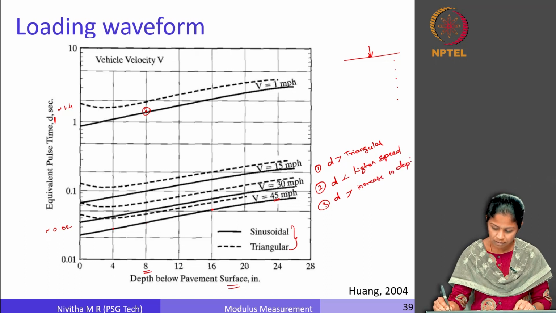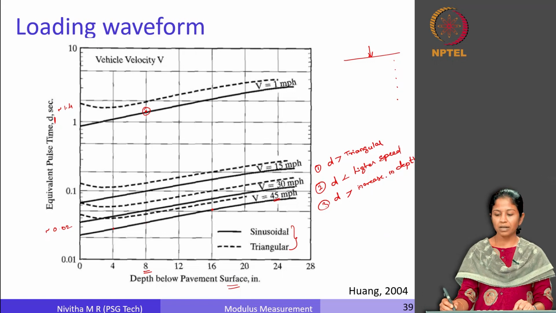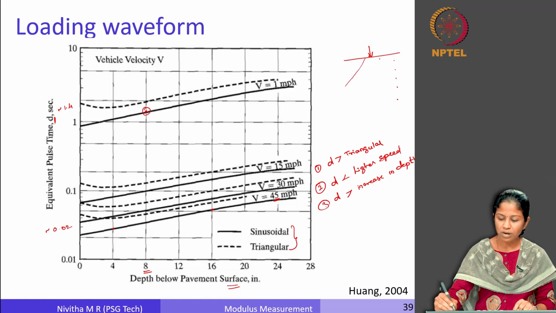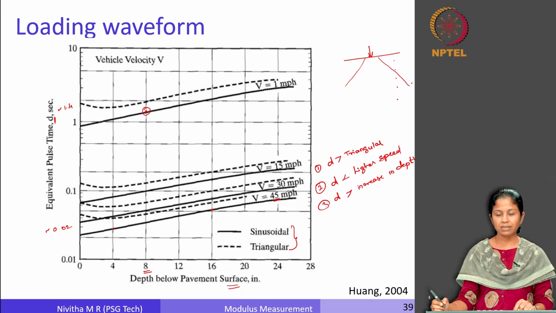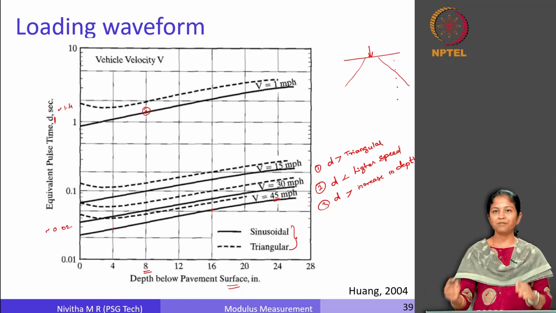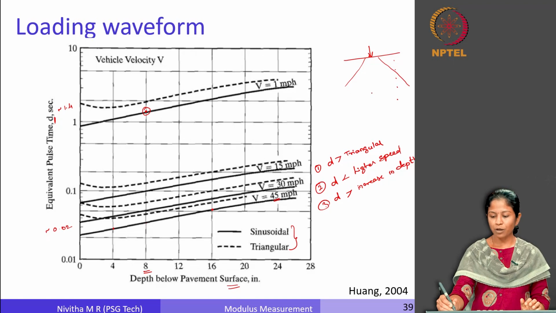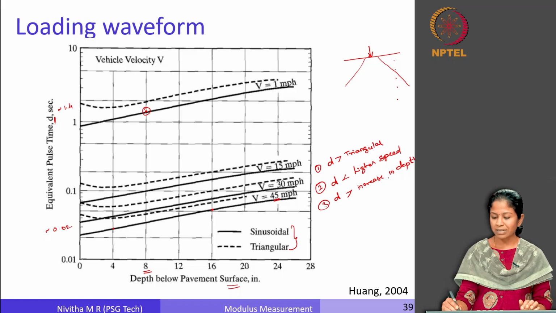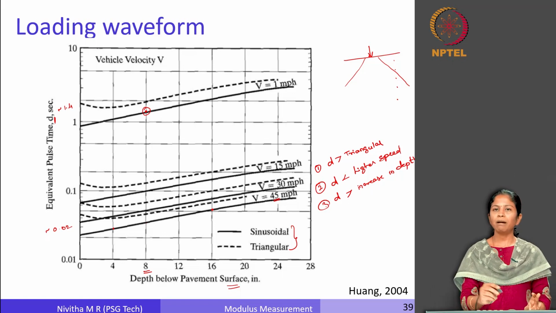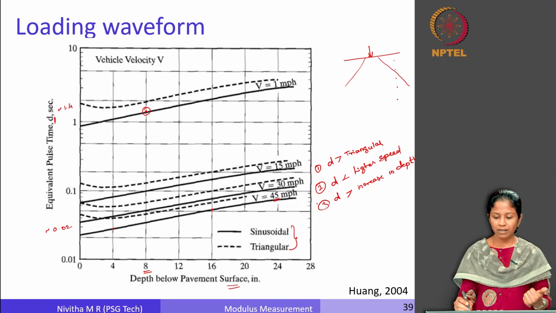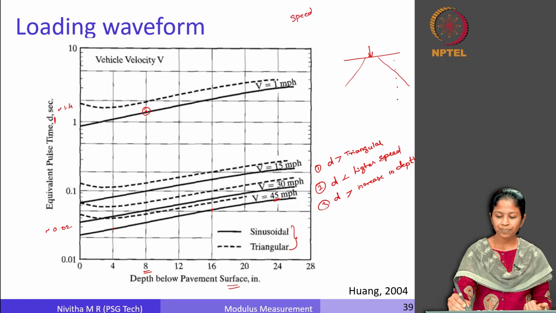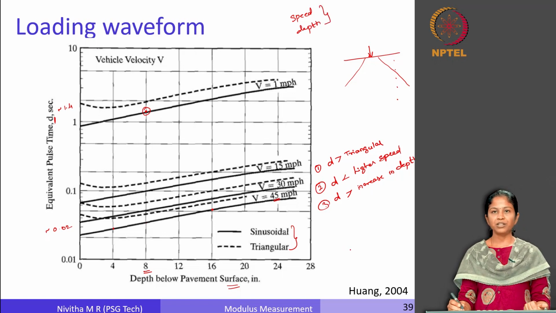increase in depth. We would have learnt earlier that the load is distributed somewhere like this, right. So, the effect of load is felt over a wider area as we go below the pavement compared to a place wherein we are closer to the surface of the pavement. That is the reason we see an increase in load pulse time with increase in depth. So, depending upon all these parameters, whether what is the speed of vehicle and what is the depth, depending upon these two things, we should be ideally choosing the load pulse time and the load magnitude.